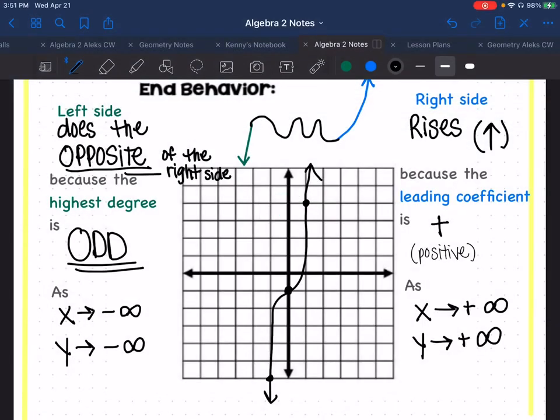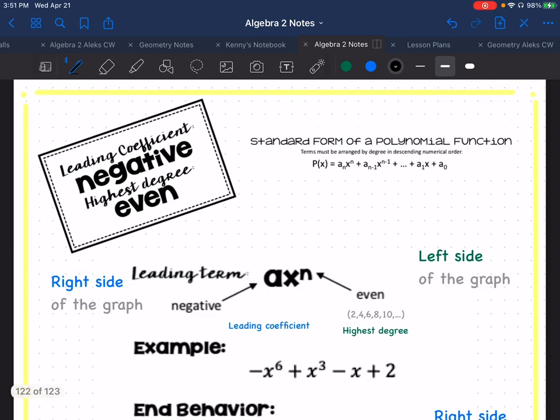All right. So that includes when our leading coefficient is positive. What about when it's negative? All right, so once again, just remember you have to be in standard form, which means you have to be in descending numerical order for your exponents, and we're looking for this guy right here, our leading term. In our leading term, the right side of my graph is going to be predicted by my leading coefficient. This time, it's going to be negative. The left side of my graph is going to be predicted by my highest degree.